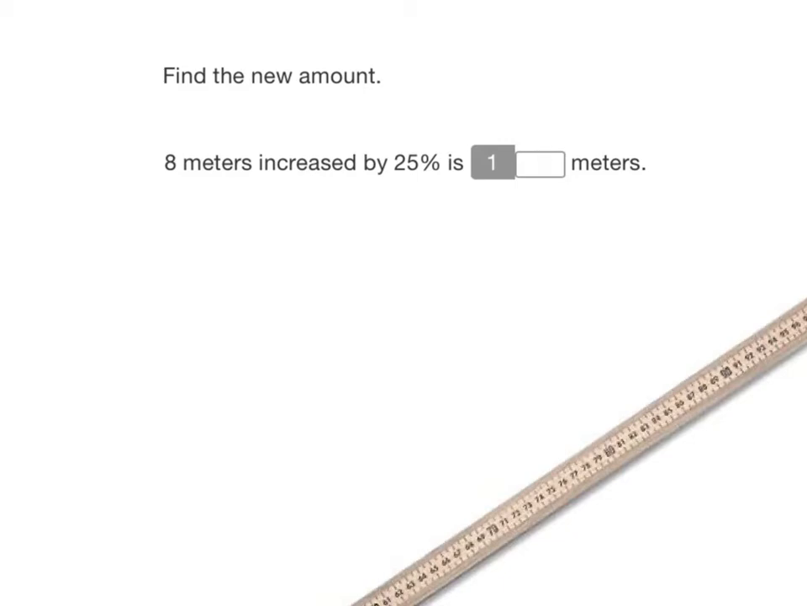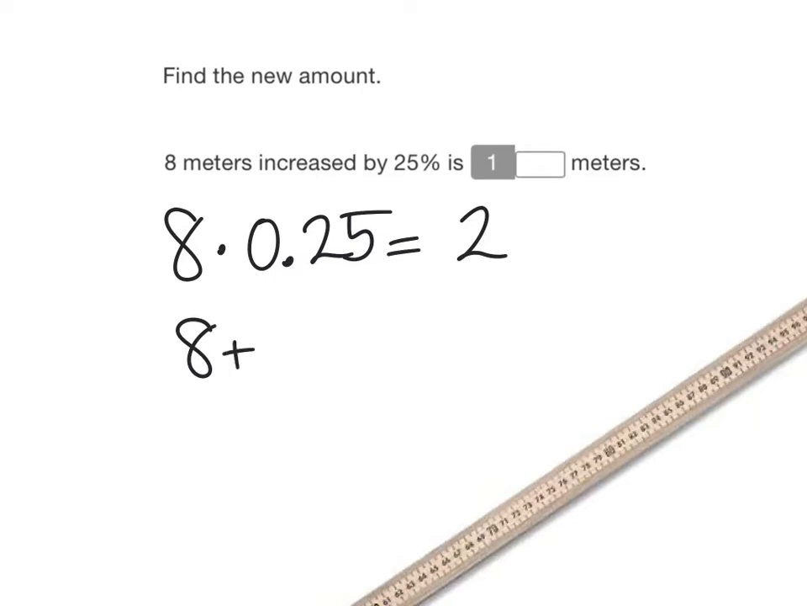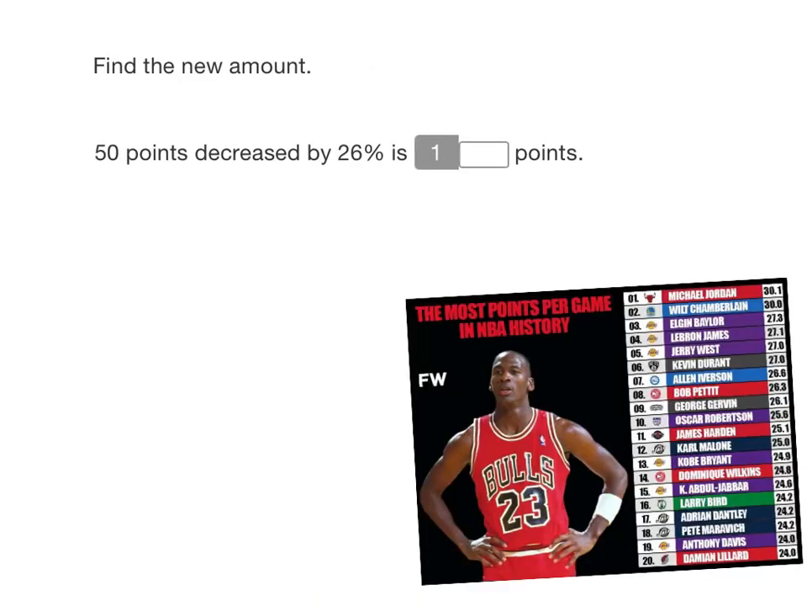So first thing is to find what is 25% of 8 meters. You might be able to think about mental math, or you can take 8 times the decimal for 25% and find out that 25% of 8 meters is 2 meters. So then if we do 8 plus 2, we end up with 10 meters. So 8 meters increased by 25% is 10 meters.